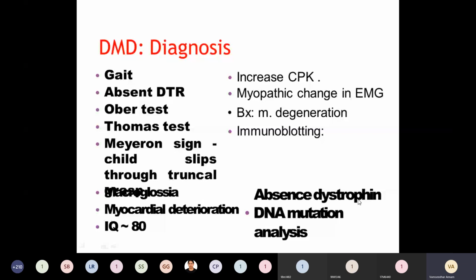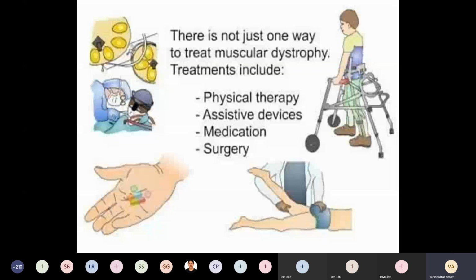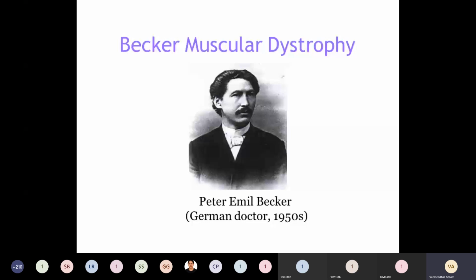be seen on biopsy. Immunoblotting can help in detection. Then DNA mutation analysis can be helpful. You can identify that there is absence of dystrophin. So there is not just one way to treat muscular dystrophy. Treatments also include physical therapy, assistive devices, medication, and surgery.